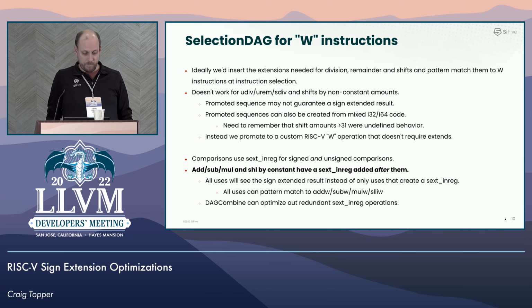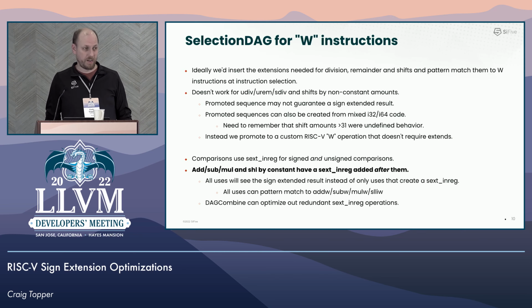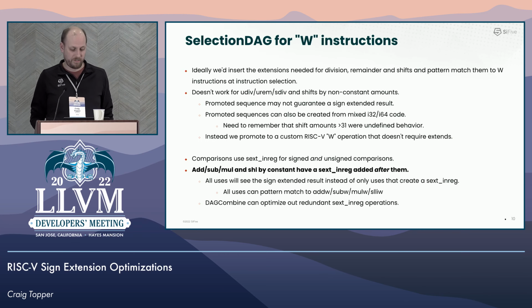So we've done a few things for different operations to take advantage of this, or to pick W instructions well. For the division and remainder instructions, we use custom opcodes in RISC-V that are defined to sign extend the results, so we can keep track of this information. And for comparisons, we always promote using a sign extend in reg for both signed and unsigned compares. And we insert a sign extend in reg after the add, sub, mul, and shift left by constant operations. That way, all of the uses will see the sign extended result, so we can pattern match those to add W and sub W, etc. later. The DAG combine optimizations can often optimize out some of the redundant sign extend in regs this will create.